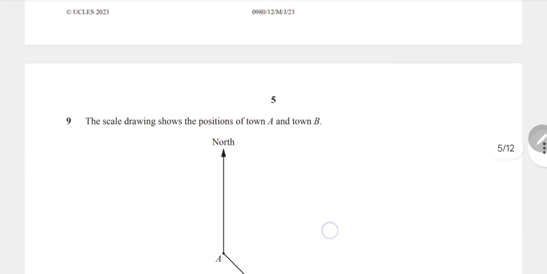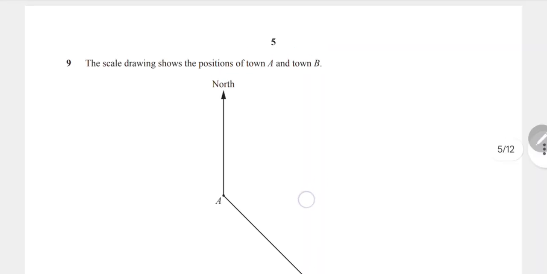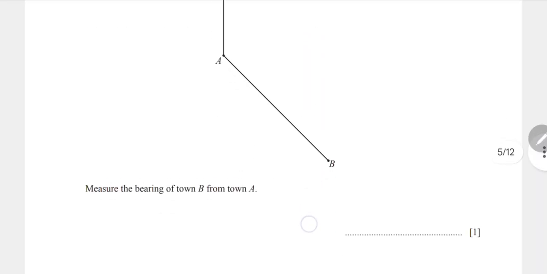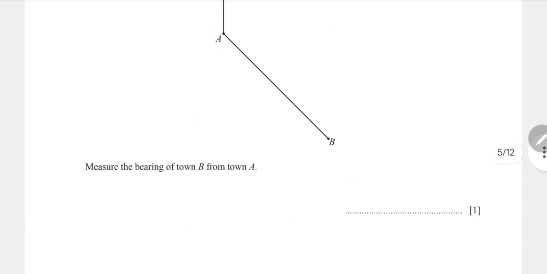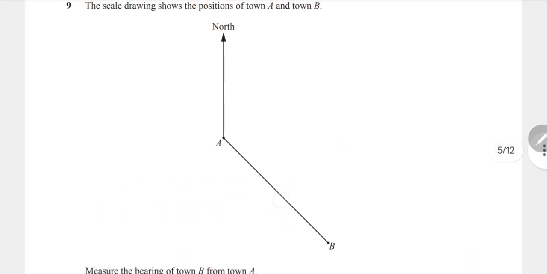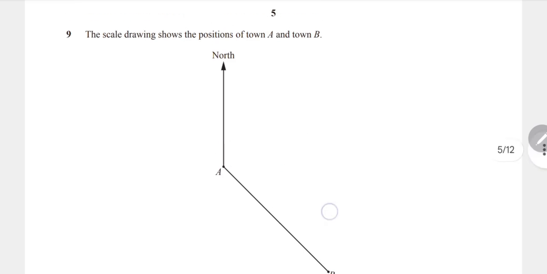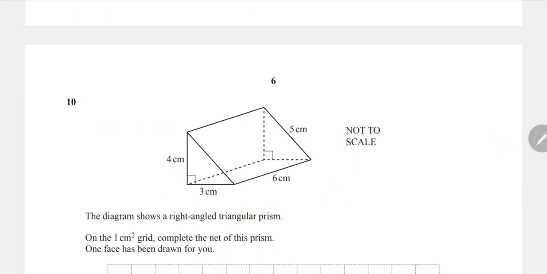After median, this scale shows the position of two towns. Okay, so diagrams north and south. What do we need to find? Measure the bearing of the town. You can use the protractor for this. Okay, I use the protractor and find this one. So this is around 130, more than 130, I think 135. Okay, now the next question is given.